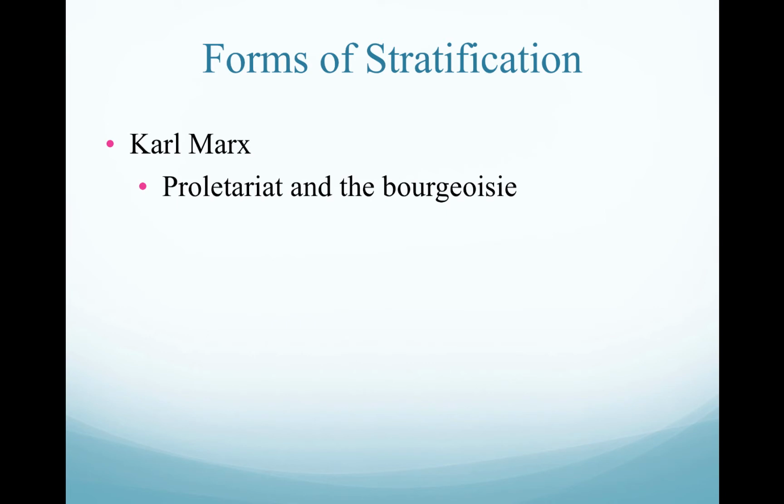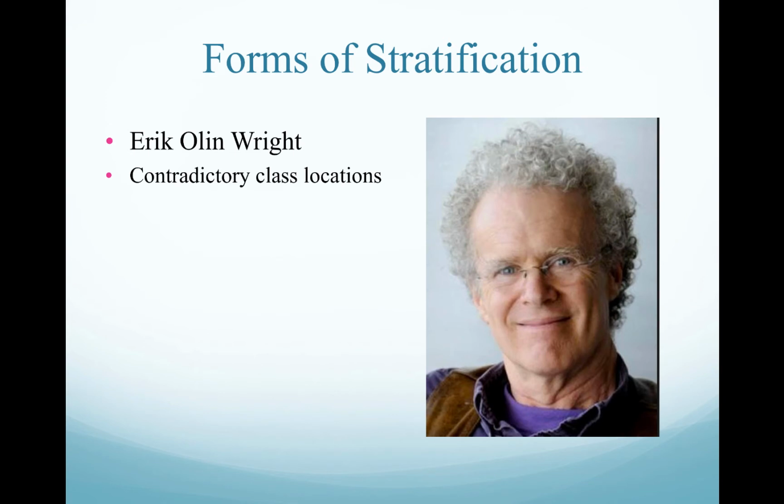Karl Marx felt that society was divided strictly into two classes, the proletariat, or working class, and the bourgeoisie, the employing class. Eric Olin Wright developed the concept of contradictory class locations, which is the idea that people can occupy locations in the class structure that fall between the two pure classes defined by Marx. So this means that there are levels within the class system, more than just two, as described by Marx.